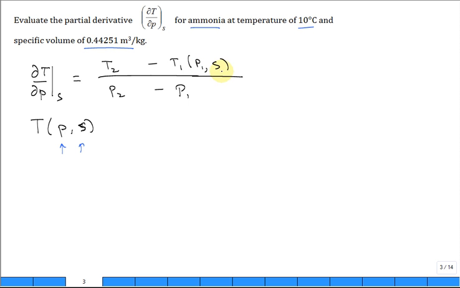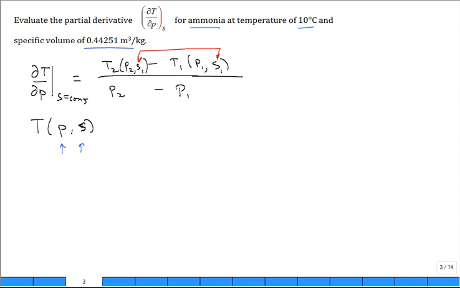All right? And this other T2, I'm kind of doubling up the subscripts, is a function of some other pressure, P2, comma, S2. Okay? But we have S is equal to a constant. So what do we know about S1 and S2? They're the same. This is the same S, same entropy.